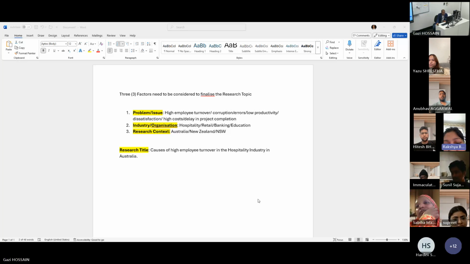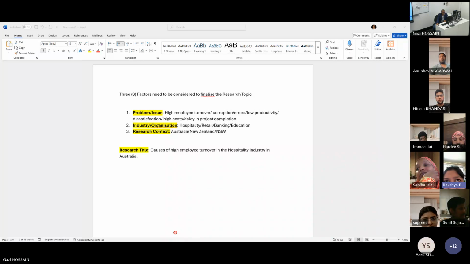According to me, industry is like a warehouse or something like that, in one place. An organization, they will have branches, they can be all over. No, Rakshaya, it's not correct. I'm going to Himanshu. Himanshu, what is your opinion?